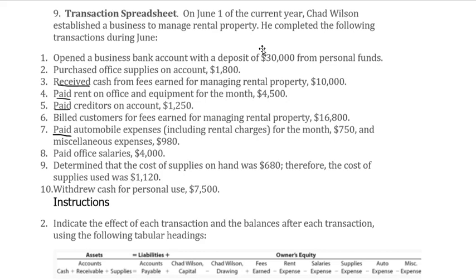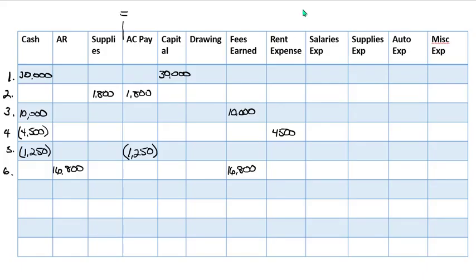So we've got $750 for automobile expenses and miscellaneous $980. So auto expense, before I forget, $750 and miscellaneous expense is $980. And that's a total of what? What is that? 1730? A decrease of 1730 of cash. Okay, and that's 7, right? So again, that's 1730, yeah.